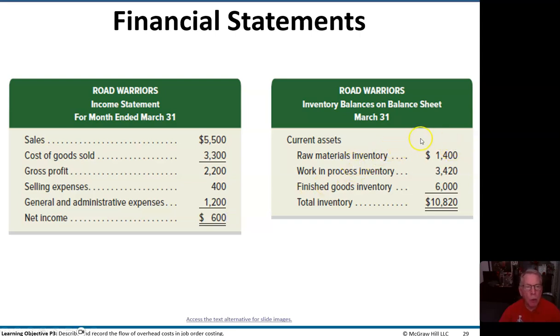Now, the inventory balances. We kept raw materials. That would be the ending raw materials inventory balance of $1,400, the ending work in process inventory balance of $3,420, and the finished goods inventory that we still have yet to sell of $6,000. So our total inventory is $10,820.